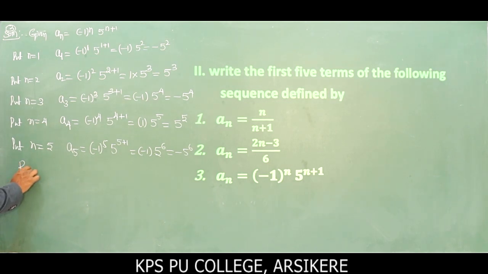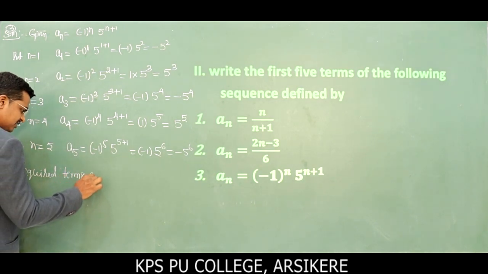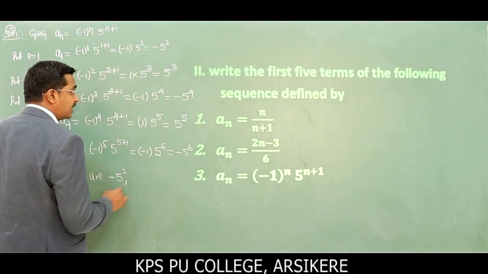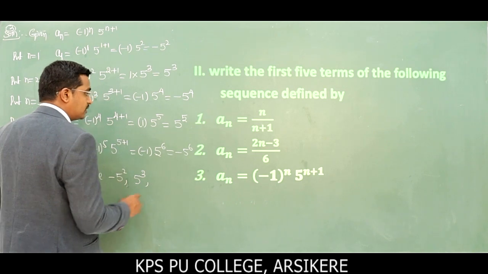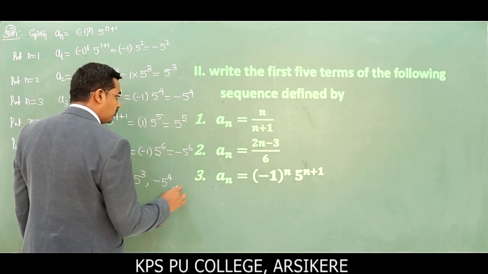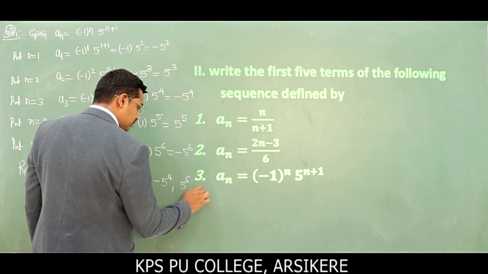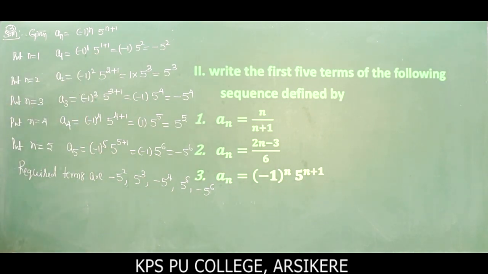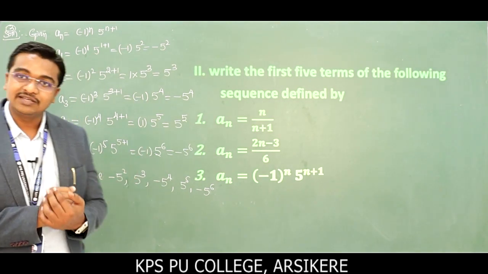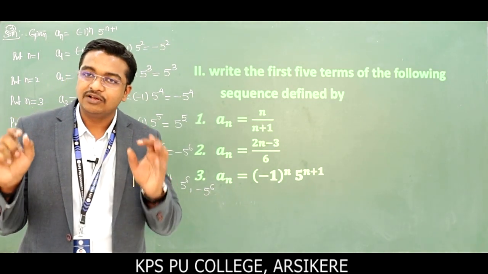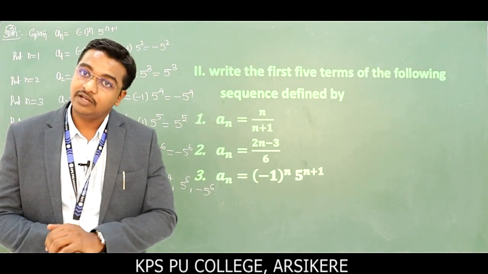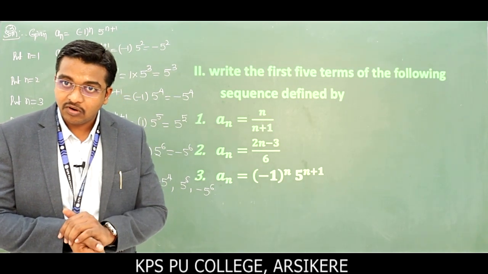Therefore, the first 5 terms are: first term minus 5 squared, second 5 cube, third minus 5^4, fourth 5^5, the fifth minus 5^6. These are the first 5 terms of the required sequence. The concept is very simple. If you want to find the first 5 terms, start with 1 to 5. If you want to find the first 10 terms, start with 1 to 10. Take a pause and note down all the things written here.